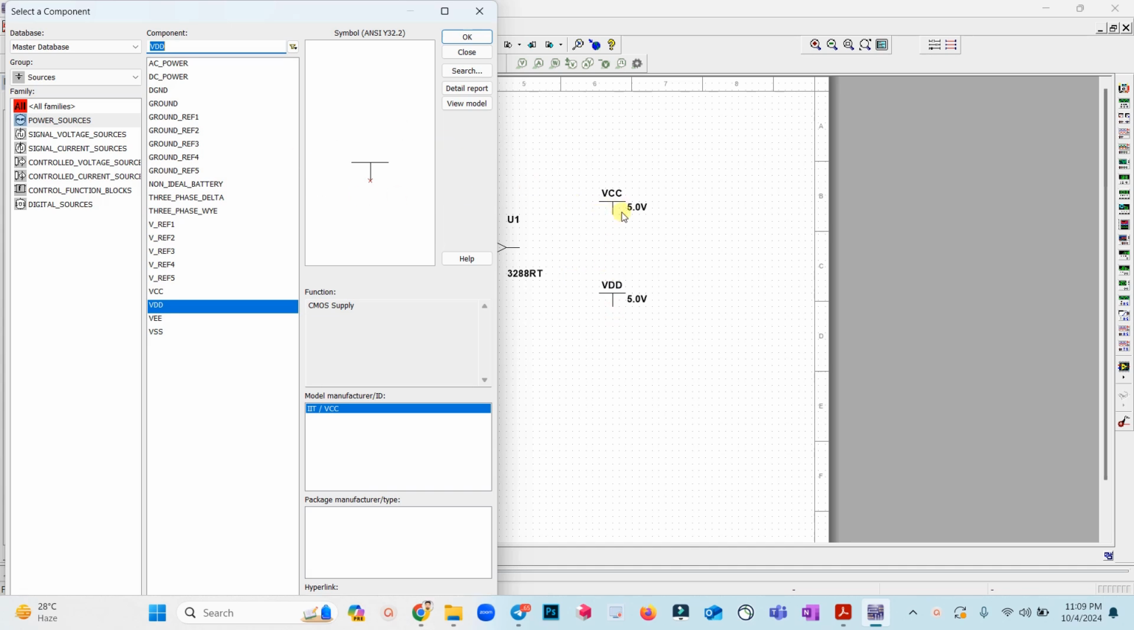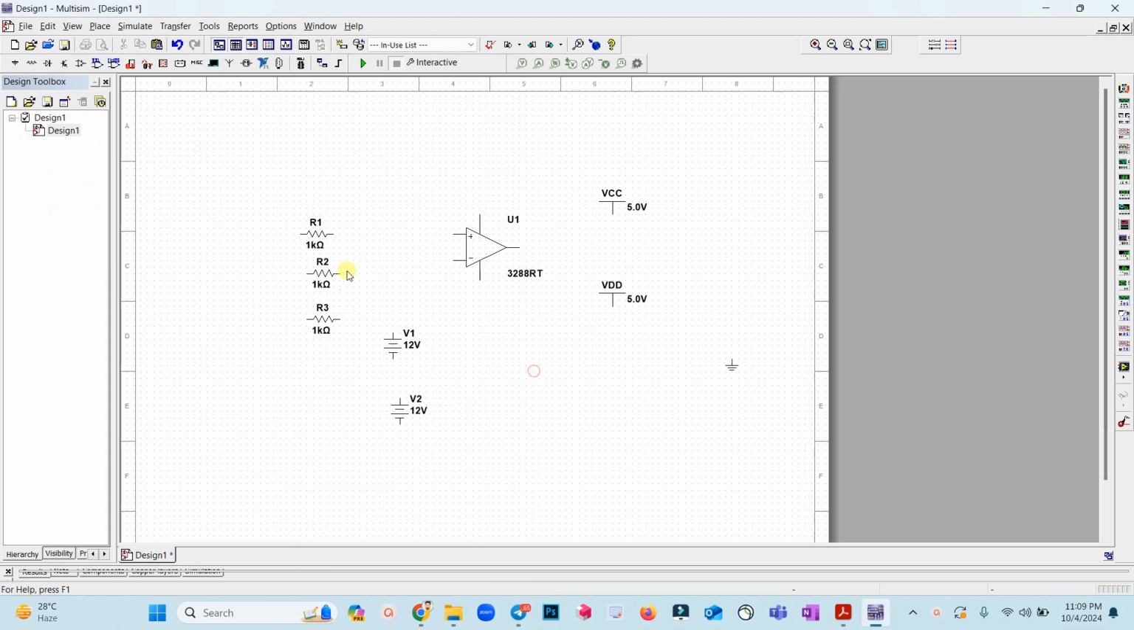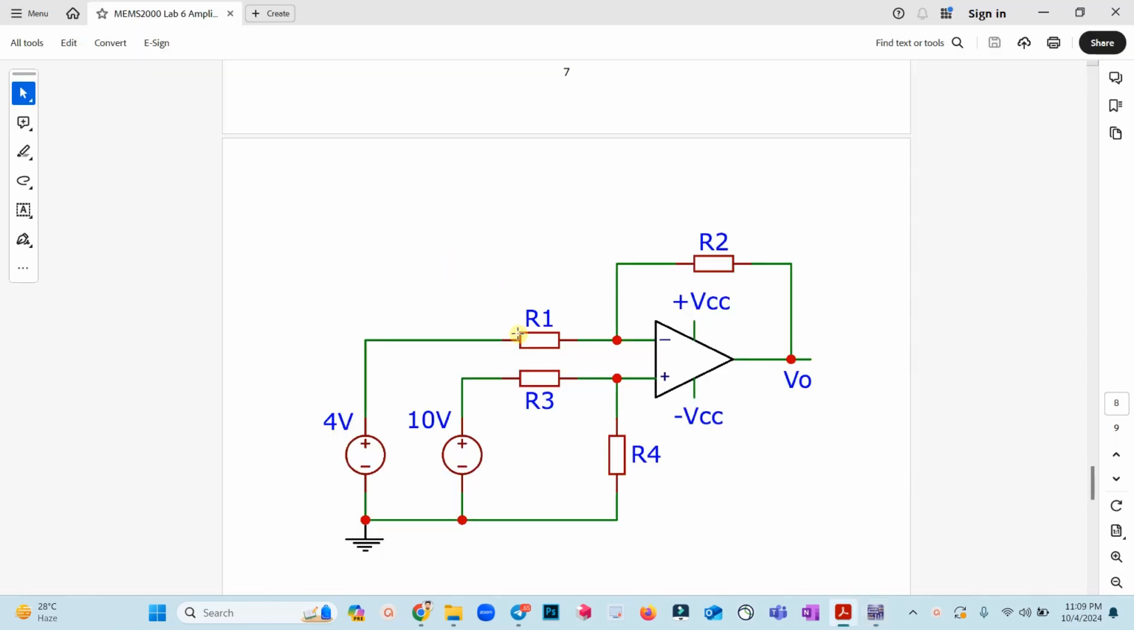We will be using two supplies. One is VCC, which is positive, and another one is VDD. We will keep it negative. And we also need a ground. So I think that's it. So let's develop this circuit. One should be over here. One resistor would be connected. Let's have a look at that.